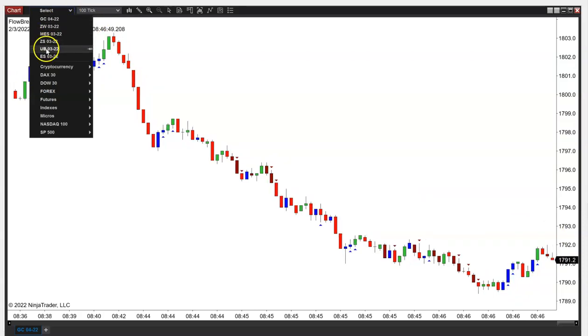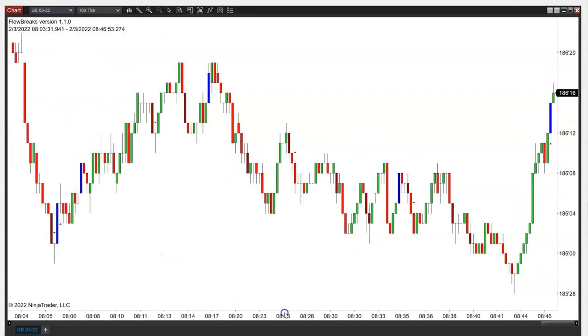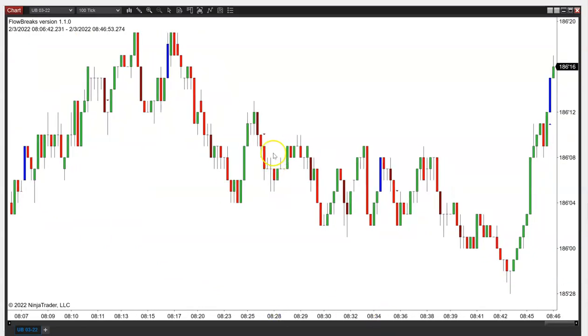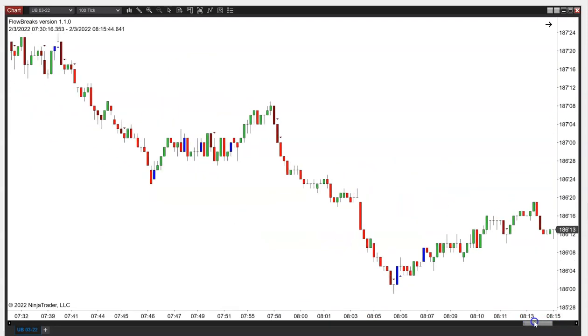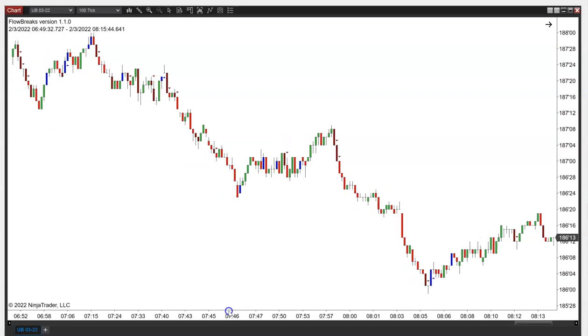Ultra bonds is a great contract to trade. Let me just scrunch up this chart a bit here. Here's a sell signal right here. Let's go back here, going back since this morning, 7 o'clock. Ultra bonds, the liquidity pre-New York hours isn't always that great, but you're seeing some nice moves here, right? Here's a nice move down. There's another nice move down. There's a nice move up, right?